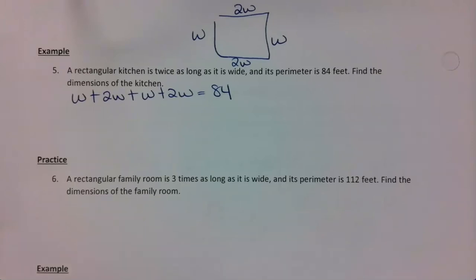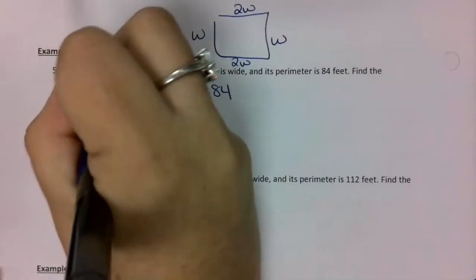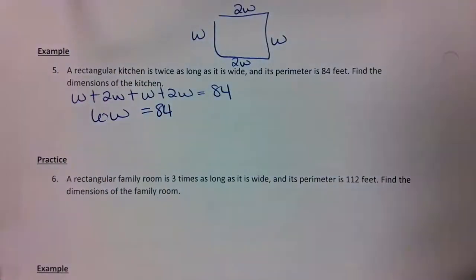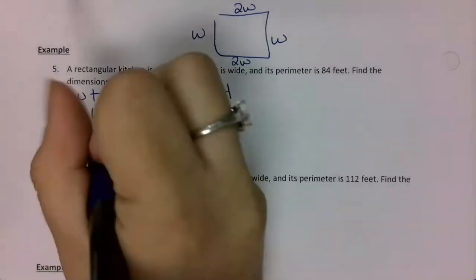Then what is W plus 2W plus W plus 2W? What? 6W. I thought you said 7. I was like, what? Okay. So then how do I get W alone? Divide by 6.